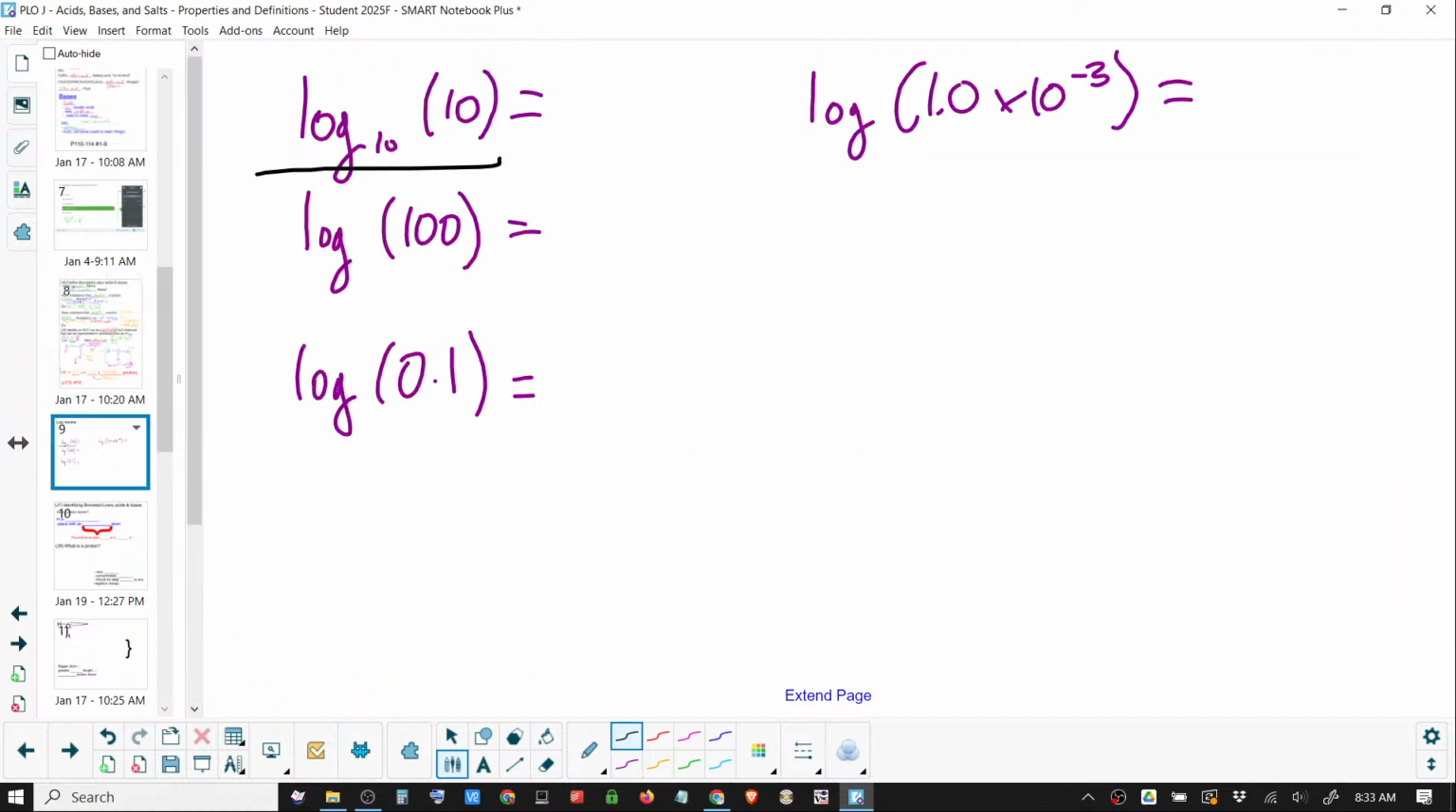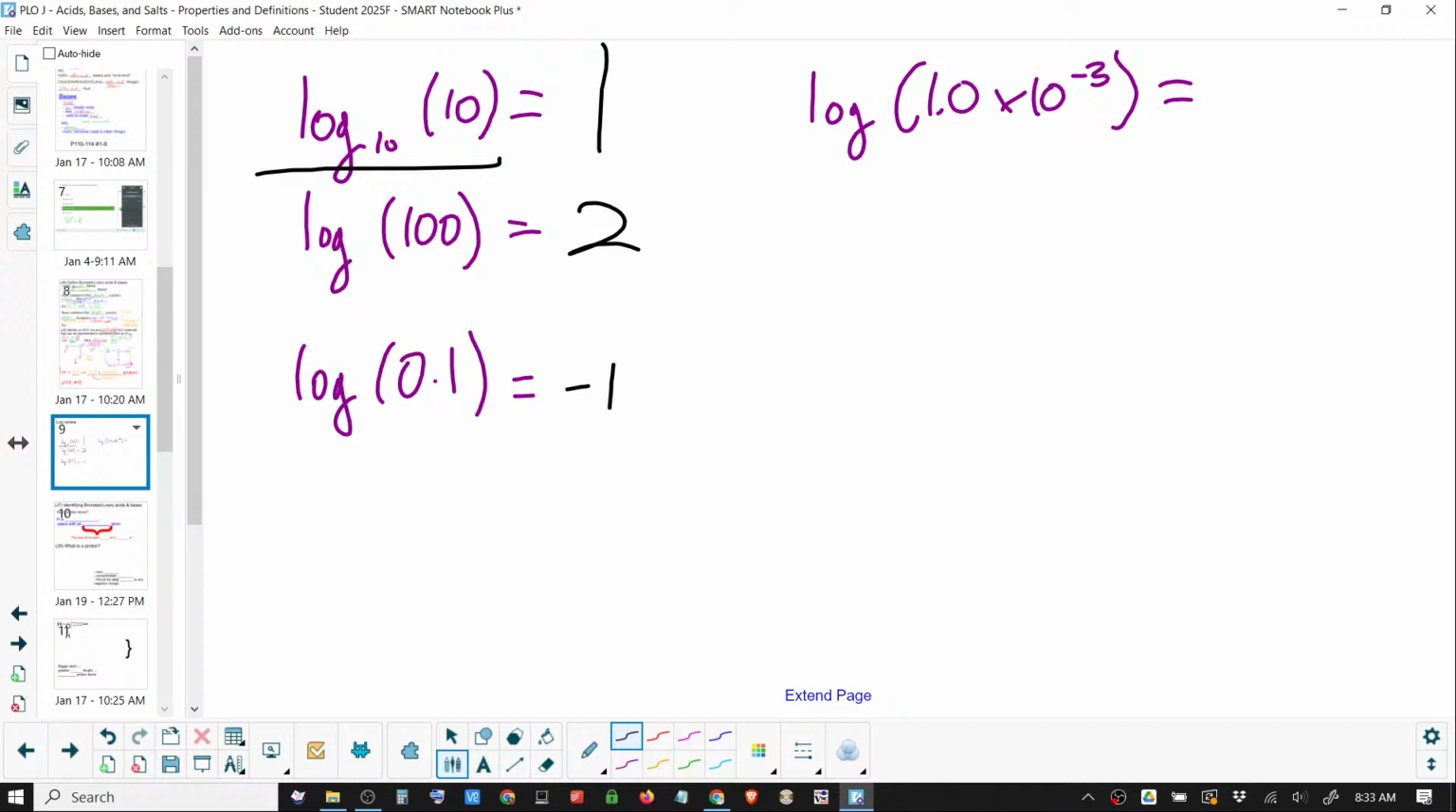What is the log base 10 of 10? What is the log base 10 of 100? 2. What is the log base 10 of 0.1? Negative 1. For anybody who's going, how do they get these numbers? Can someone explain where they're getting these numbers? It's the what power? Exponent? It's the exponent of what?